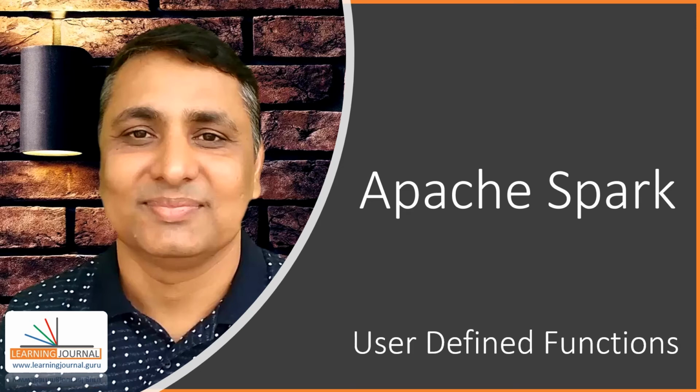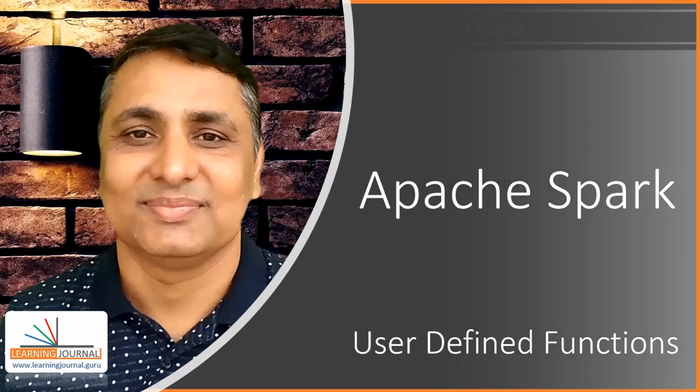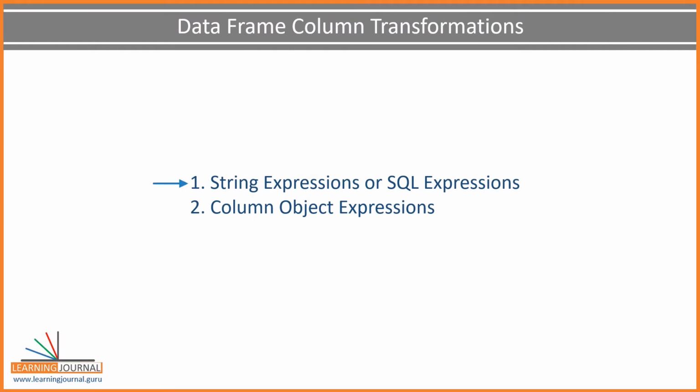Welcome back. In the previous lecture, we learned to refer columns and create expressions. I showed you examples to create expressions using the following two methods: string expressions or SQL expressions, and column object expressions. We already learned to refer data frame columns, applying some maths and using built-in functions. However, Spark also allows you to create user-defined functions and use them in these two types of expressions. In this lecture, we will learn to create UDF and use them in our expressions.